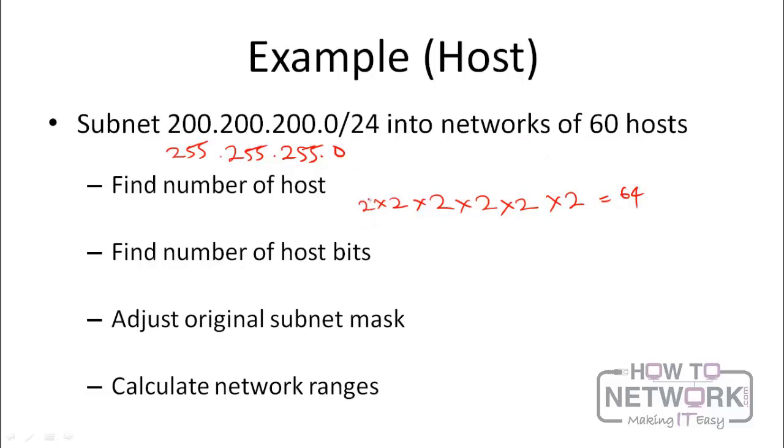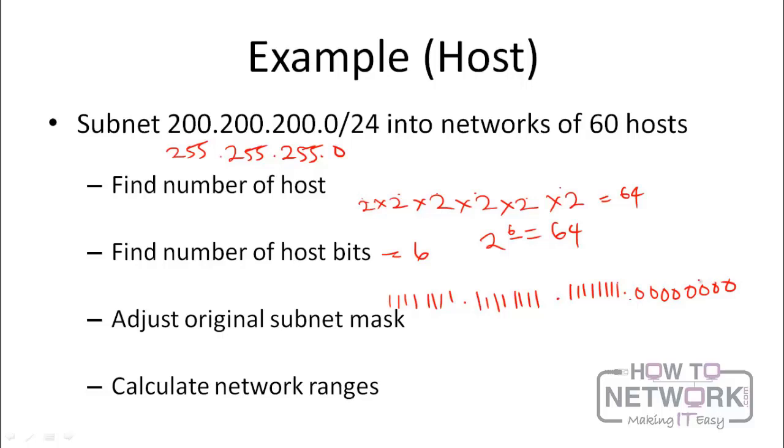Next thing we want to do is to count the number of bits. And we can just count the number of 2's, which is 1, 2, 3, 4, 5, 6. And I would say 2 raised to the power of 6 is 64. For the number of hosts, 2 raised to 6, we are going to adjust the original subnet mask. We're going to expand our subnet mask, which is 11111111.11111111.11111111.00000000.